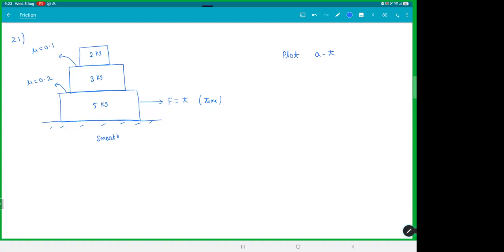Think. How will you handle this thing? The story is still the same. You still have to follow the process. But the headache here is that the friction between 2 and 3 does not know anything about the friction between 3 and 5. So both the frictions will think the other guy doesn't exist.